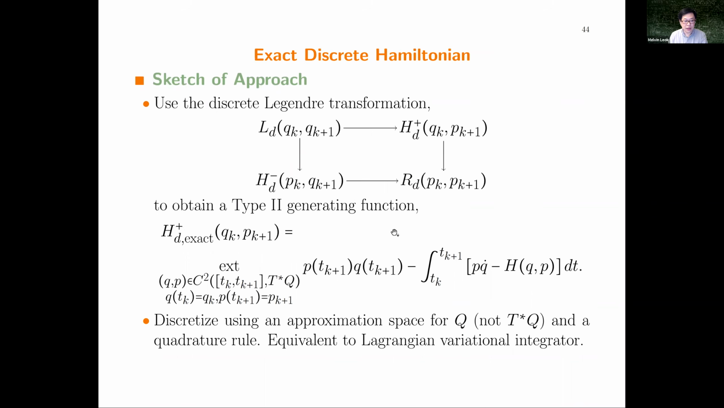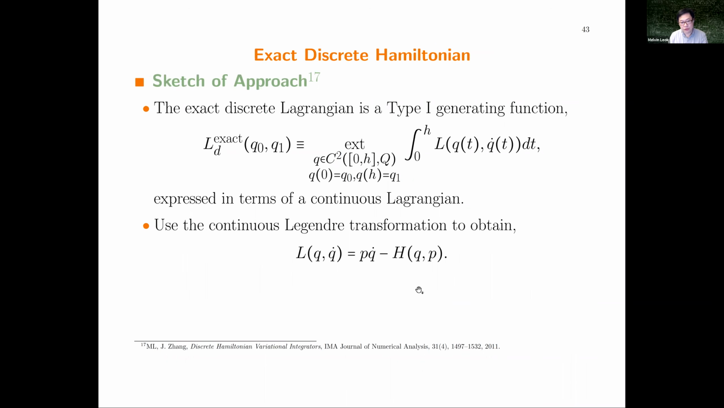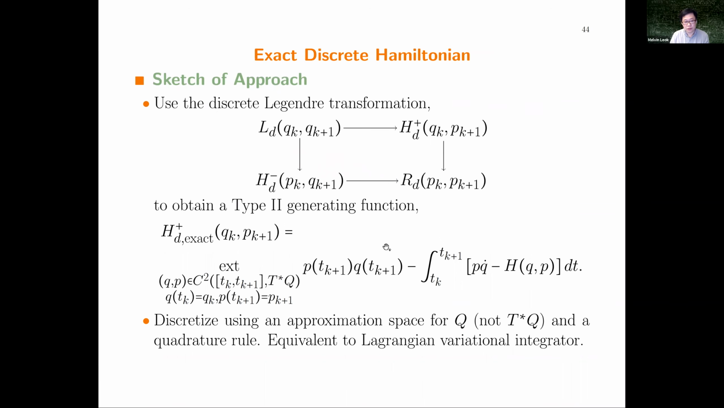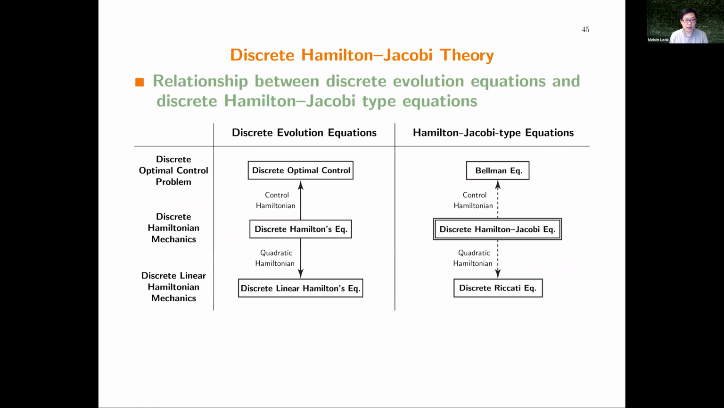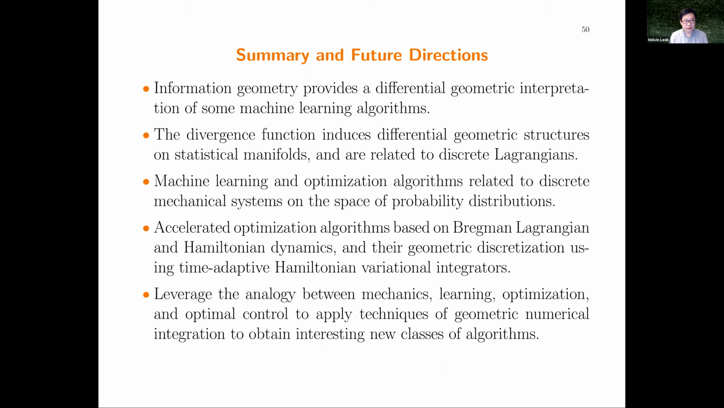Okay, so this gives you a type 1 generating function in terms of the Hamiltonian, but then you have to do a Legendre transform to what are called type 2 generating functions, which involves the shift to give you a candidate exact type 2 generating function. And if you discretize that, then you get these Hamiltonian variational integrators. You can show that this is equivalent to Lagrangian variational integrators when you have hyperregularity, which is to say that there's a Lagrangian analog. Okay, so I will skip all of this and then just summarize.